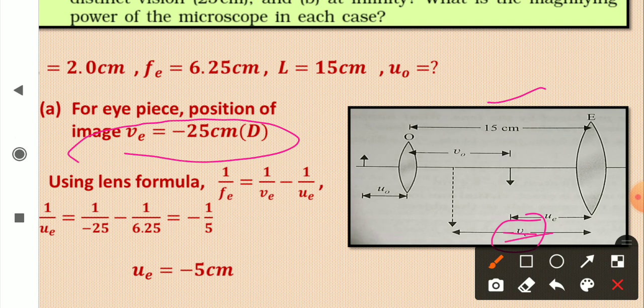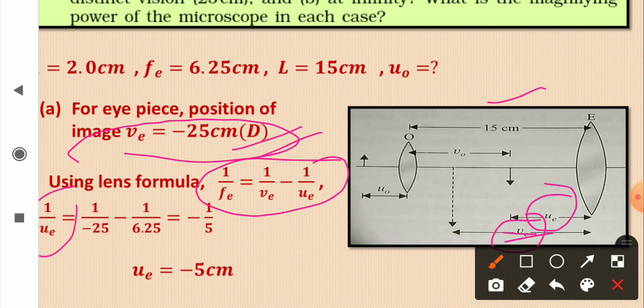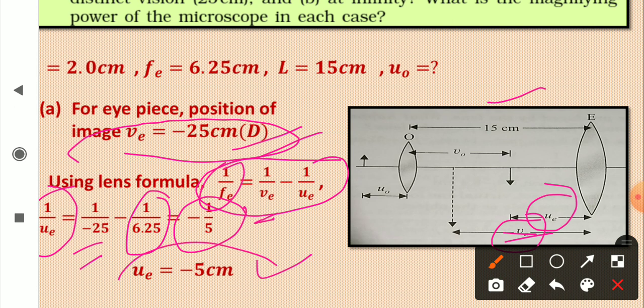See, this VE is equal to minus 25 centimeter at the least distance of distinct vision, and I can calculate UE. So using lens formula, 1 upon FE is equal to 1 upon VE minus 1 upon UE, and take 1 upon UE to the left hand side and bring other things to the right. So 1 upon VE will be 1 upon minus 25 minus, this goes to right side, so minus 1 upon 6.25. Simplify it, you get minus 1 upon 5. Take the reciprocal. This UE is minus 5 centimeter.